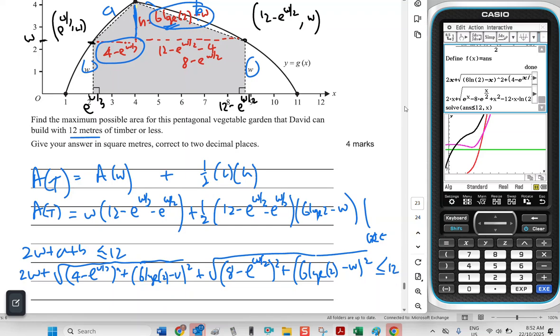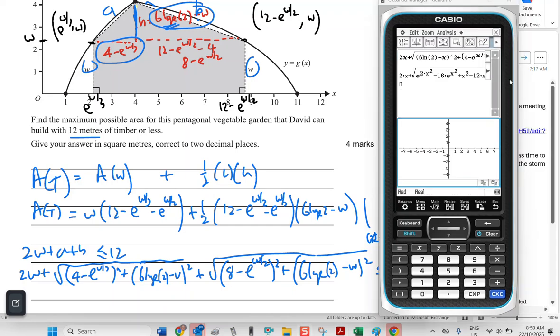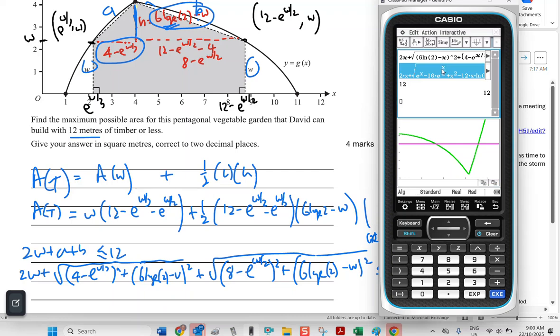Okay, so I'm going to put that on the calculator. So I've entered our condition. I've got 2x, which is our 2W, and we've got the first square root, which is A, and the second one, which is B, and I've got that expression. I've got my expression for the perimeter, and I've graphed it in green. I've got 12 in pink.